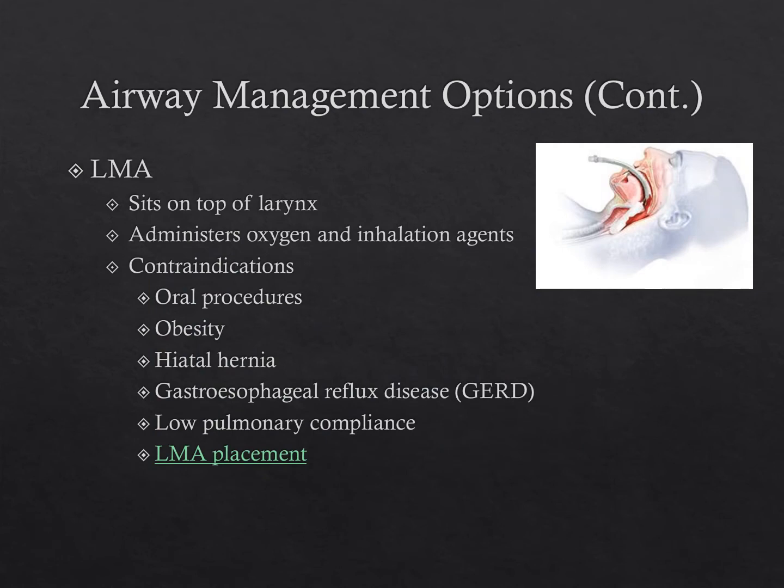So the LMA doesn't require laryngoscopy or muscle relaxation, so it's going to be really useful for ambulatory surgical procedures. That means those outpatient procedures that are pretty short duration and the patients go home afterwards. These are ideal for that. It sits on top of the larynx and it'll administer oxygen and inhaled agents. But there are some really important contraindications for patients you don't want to use these on. If they are having an oral procedure, you don't want to use them because they'll block everything you're trying to see. Obese patients, hiatal hernia patients that have those already, patients that have GERD, or low pulmonary compliance. Basically, those are contraindicated with this just because it causes too high of a risk.